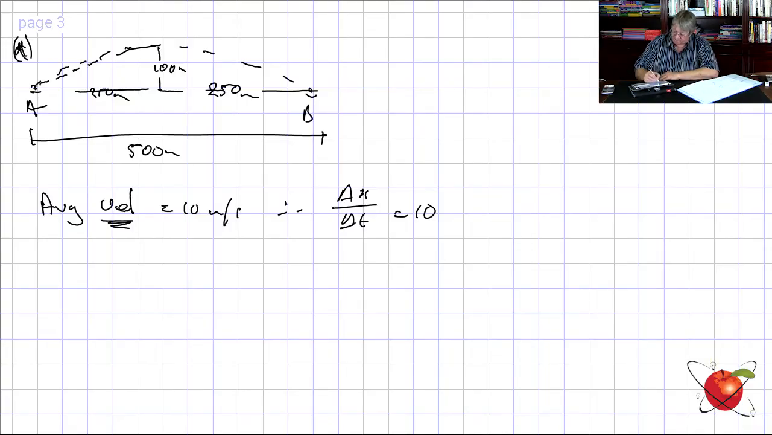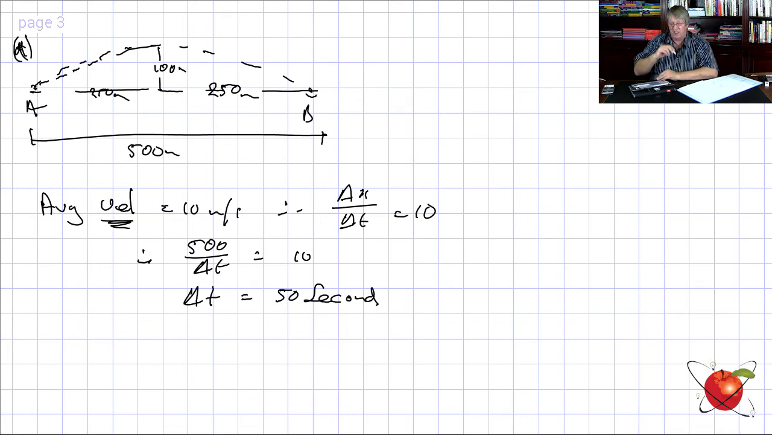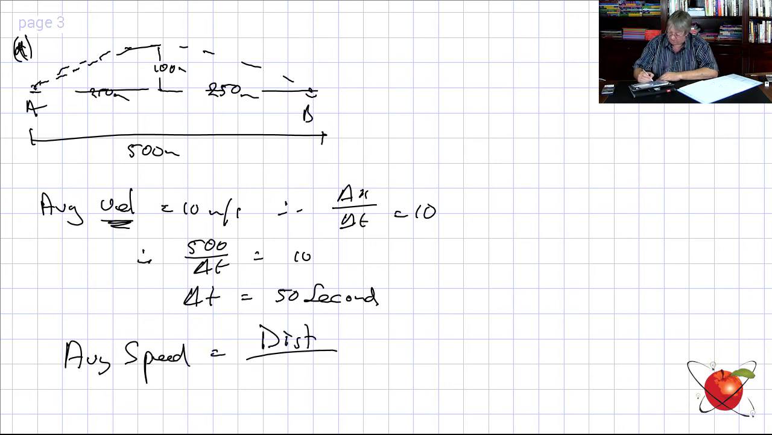So what are we saying? We're saying that the average velocity is displacement over time. Therefore, delta x is 500 over delta t must be equal to 10. Therefore, delta t is equal to 50 seconds. In other words, the time it was in the air is 50 seconds. Then I say average speed is going to be distance over time, which is 50 seconds.